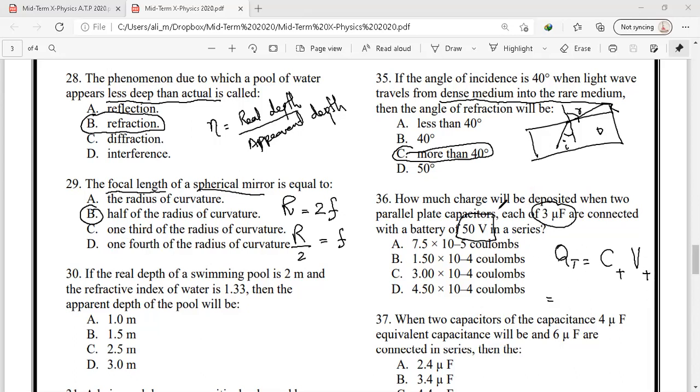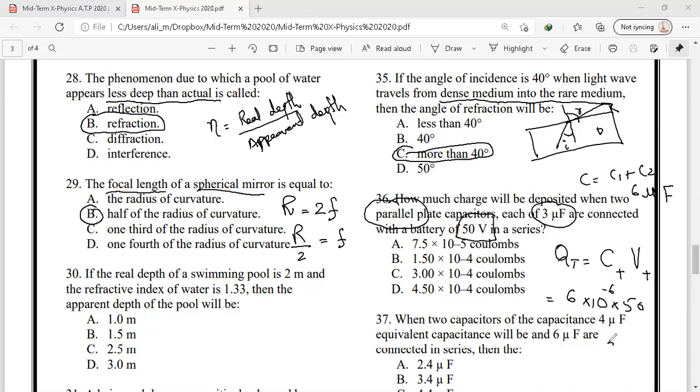So for total capacitance, as the question says, the capacitors are connected in series, and both of them are 3 microfarad. So total capacitance is equal to C1 plus C2, that will be equal to 6 microfarad. So total capacitance we have is 6 microfarad, and they are connected with a 50 volt battery, so multiplied by 50.